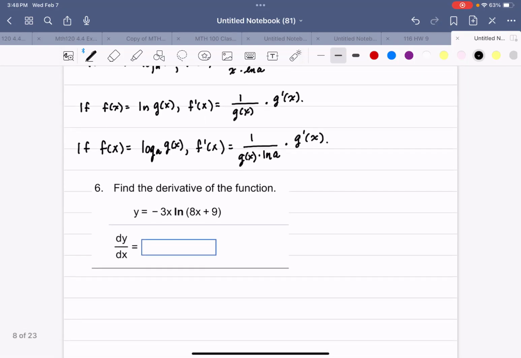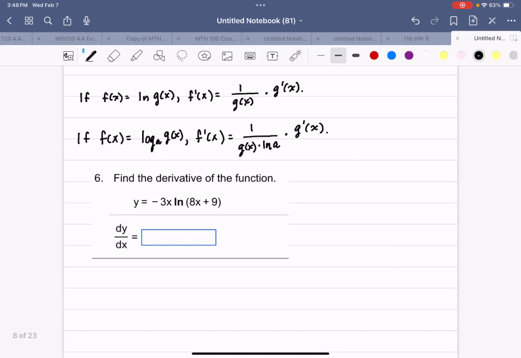Example 6. Find the derivative of the function y equals negative 3x times the natural log of 8x plus 9. Now in this case, I have a product rule because I have a function with an x times a second function with an x. So this is our product rule. So if y is first times second, y prime is first times derivative of the second plus second times derivative of the first. So my first, I'm calling negative 3x. So my first prime, or the derivative of that, is negative 3.